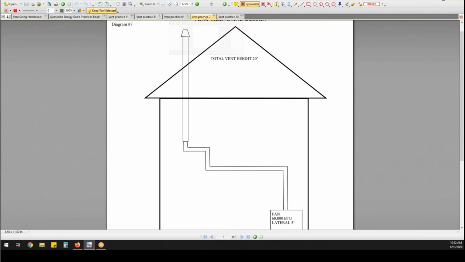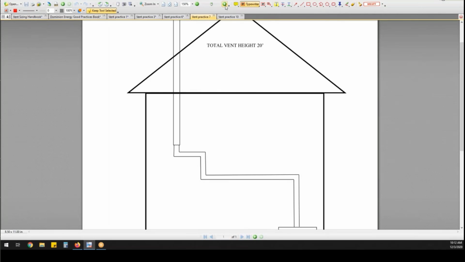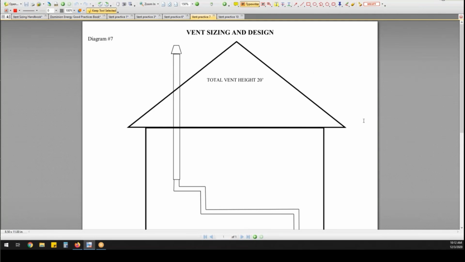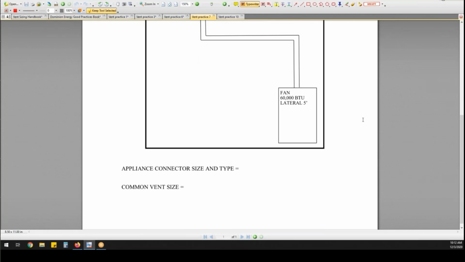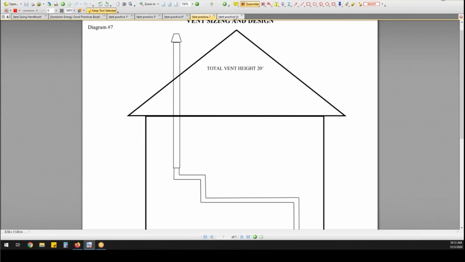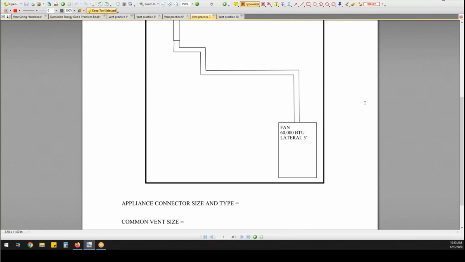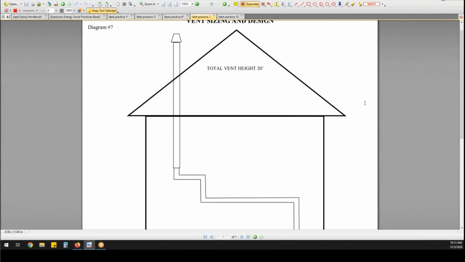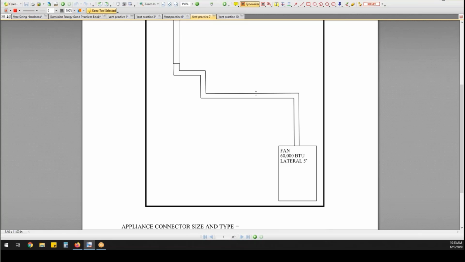This is vent practice number 7. So if everybody will get vent practice number 7 in front of them, we'll do this one, and then I'll do number 10 with you, and then all the others you guys are going to have to do as your homework on your own. And by the time you're done, you should all be really good at sizing vents, okay? So vent practice number 7. And look at this thing. We got all these crazy elbows in it, okay?